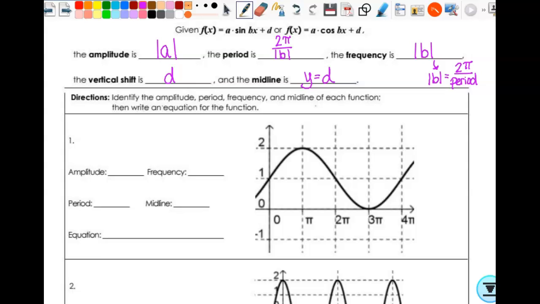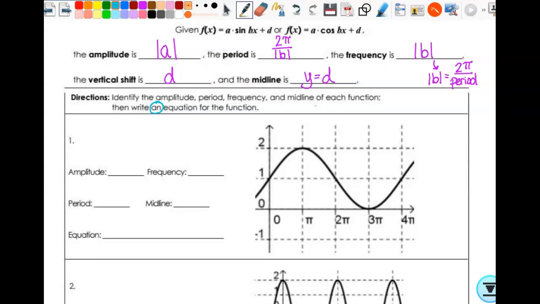All right. So the instructions here say, identify the amplitude, period, frequency, and midline of each function. Then write an equation for the function. So I want you to pay attention to one really tiny word in here, and that's the word "an." It doesn't say write the equation. It says write an equation. That implies there's more than one answer, right? The equation would mean there's only one and that's it. An equation implies there's more than one answer.